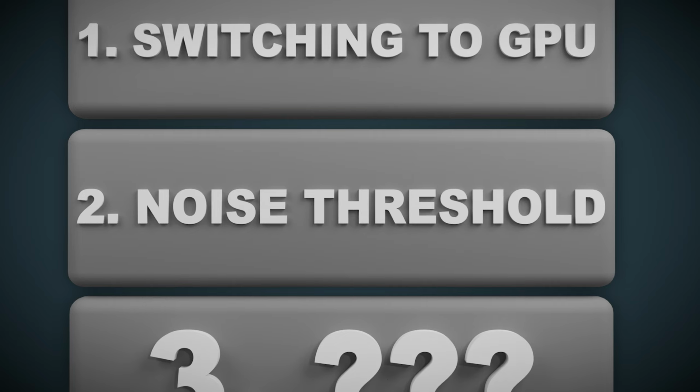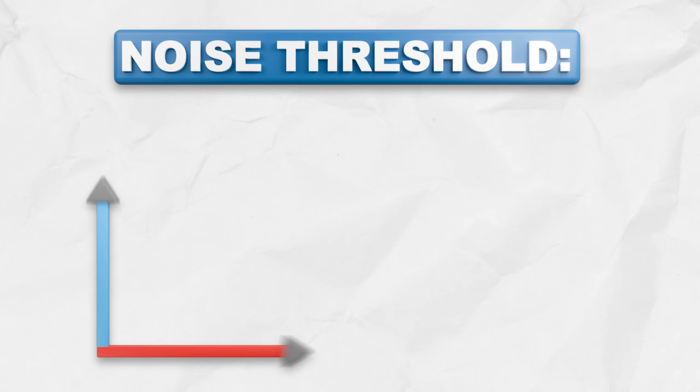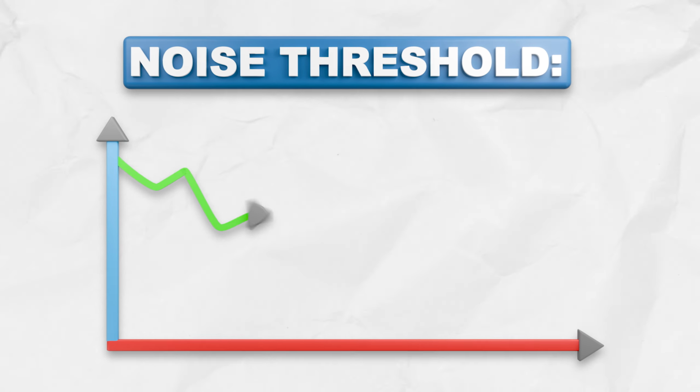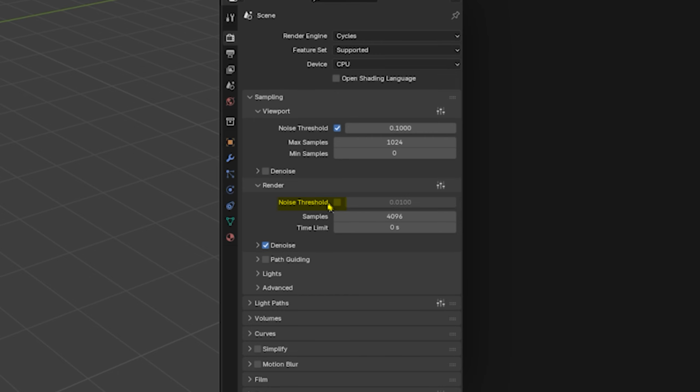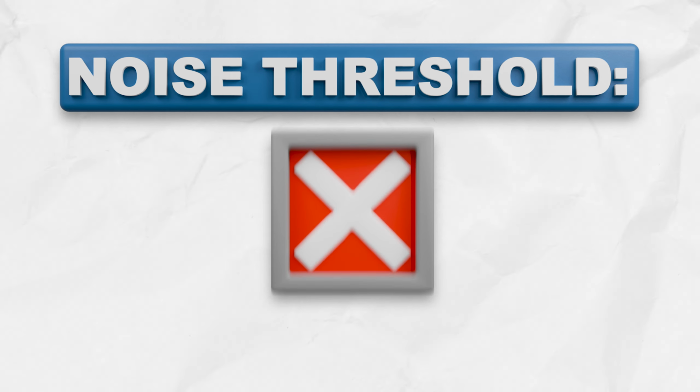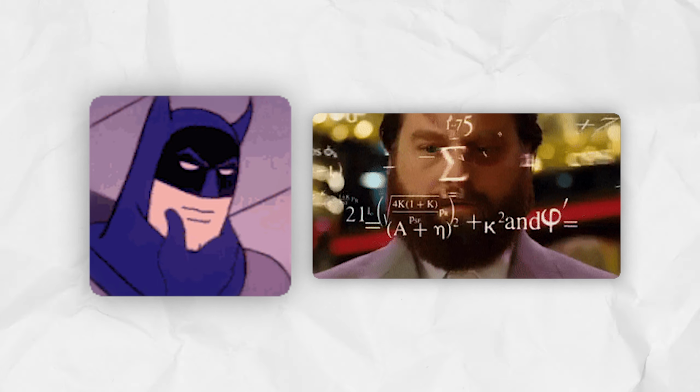Noise Threshold. Noise threshold is a super easy way to drastically decrease render time in Blender. So here's how to use it. All you have to do is click on the Render Properties tab, and under the Render section of Sampling, check the Noise Threshold box. Great, now we have Noise Threshold enabled, but what does it actually do, and how do we know what number to set?